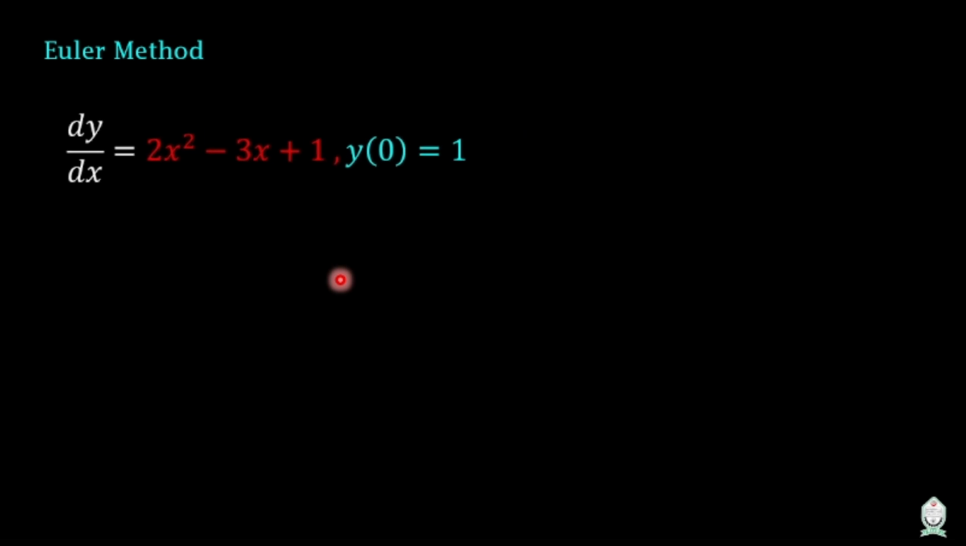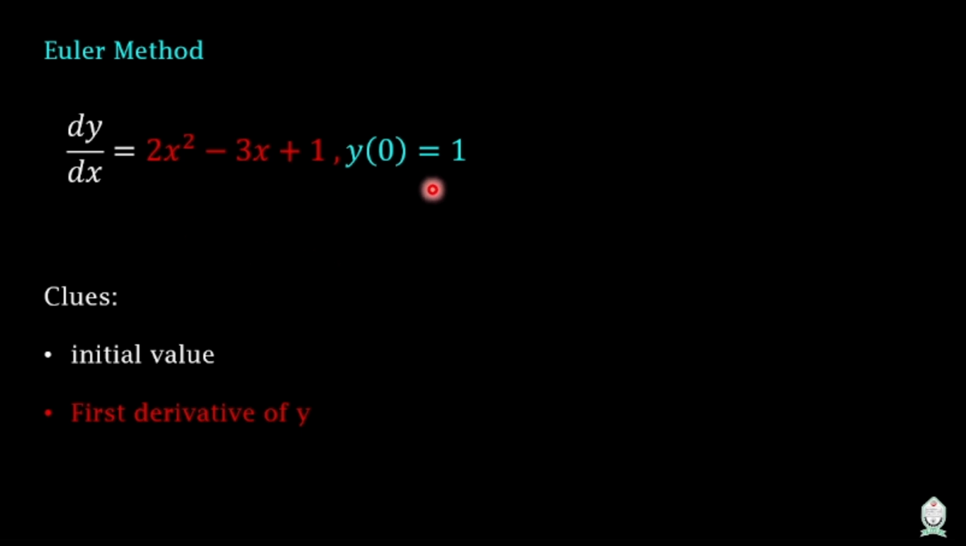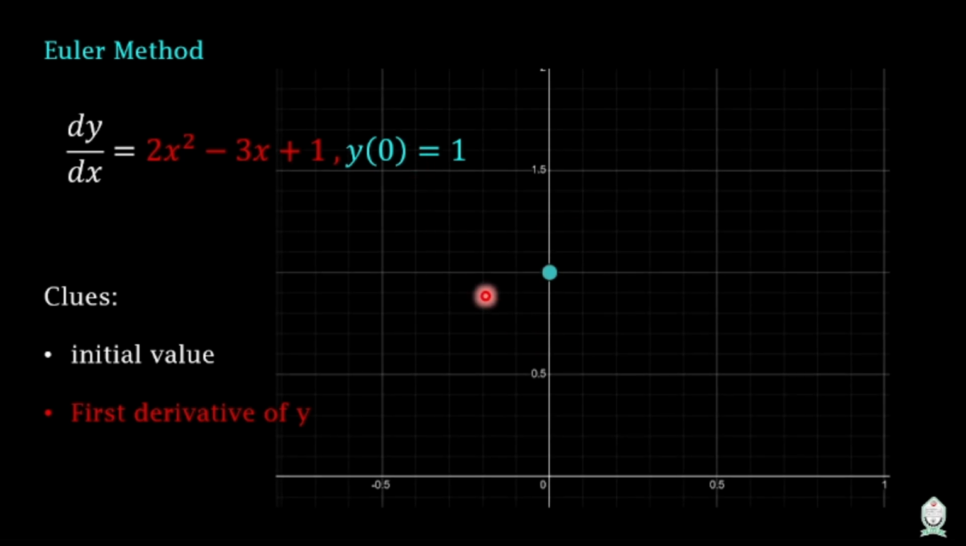So now we will first use the first clue that is at our hand, that is the initial value. If you look at the equation closely, here you will find one clue is given in the form of the initial value, that is at x equals 0, the value of y would be 1. We can plot this point in the graph like this.